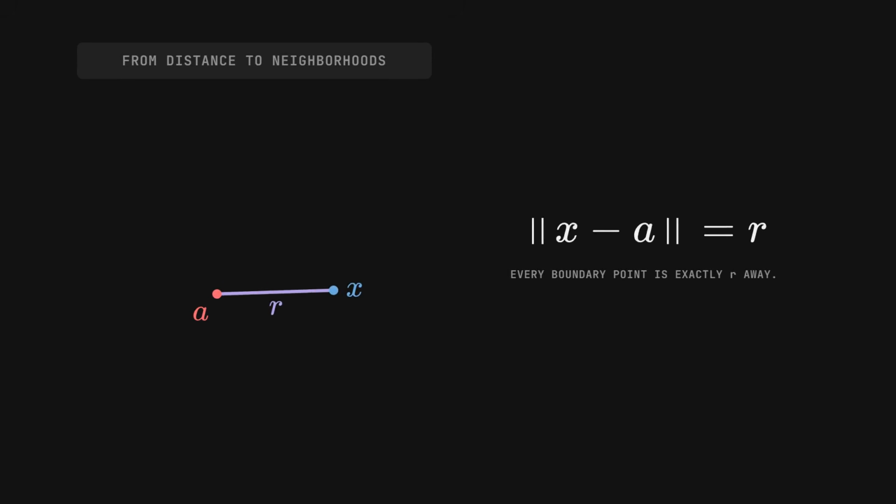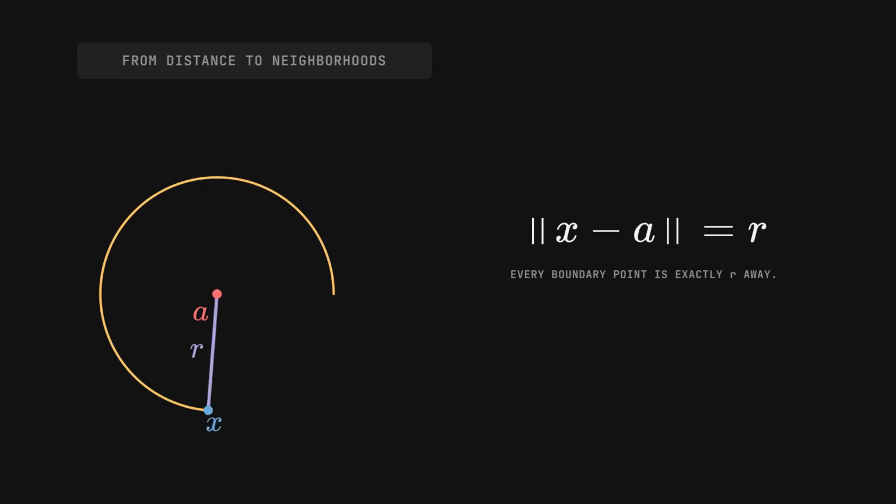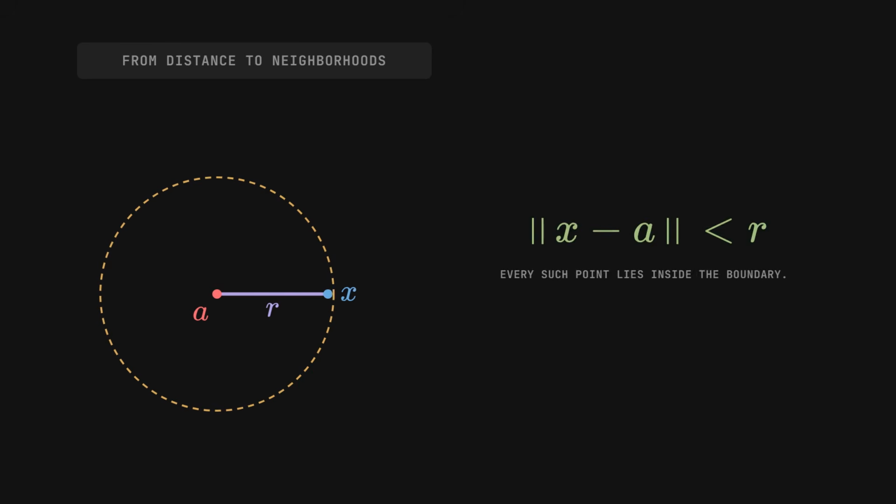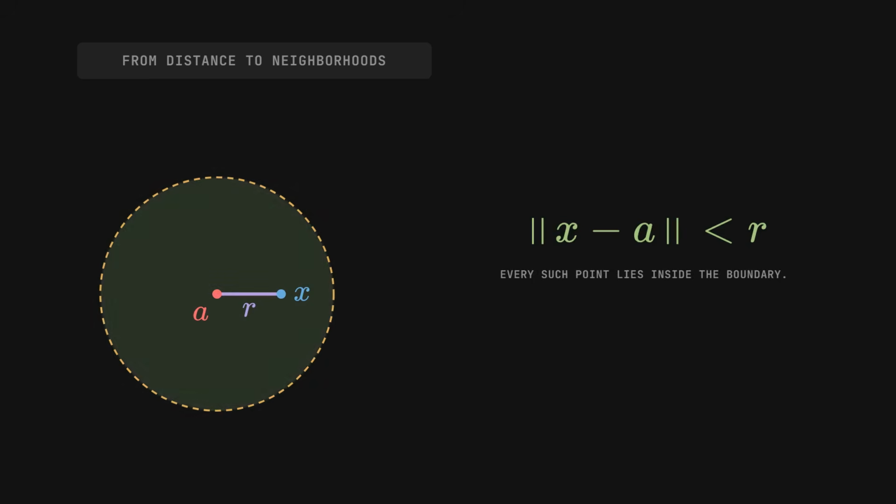We measured the distance from a fixed point A to a moving point x. Suppose that distance always equals r. Every point on this boundary is exactly a distance r from A. In 2 dimensions, these points form a circle. Now move x inside the boundary. Its distance from A is no longer equal to r, it's less than r. This inequality describes every point inside the boundary.